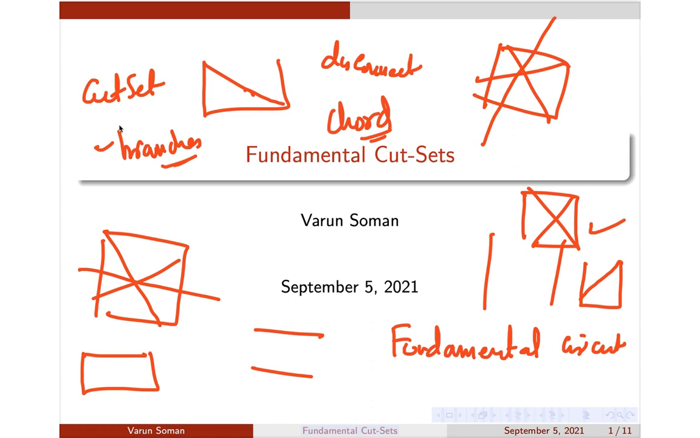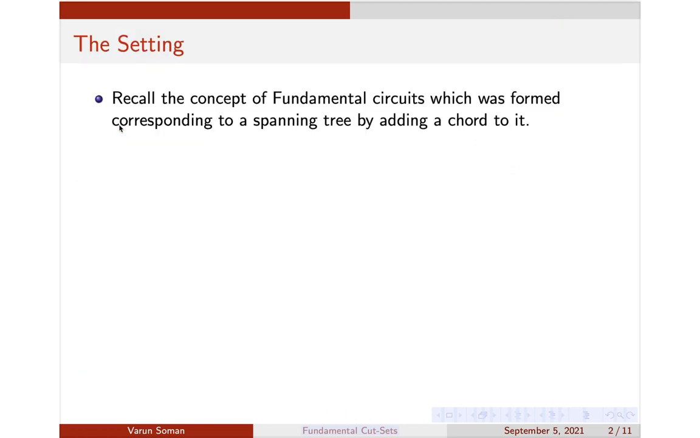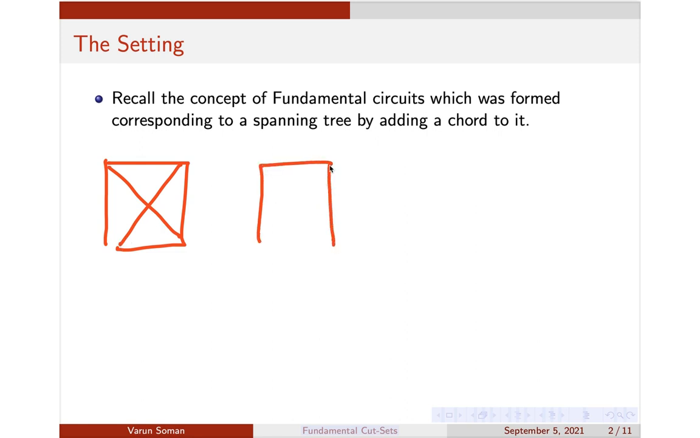Similarly, you will have a concept of fundamental cut set. As I told you, suppose your graph is like this, and I'm taking a spanning tree like this. If I add one chord here, this is the chord. The circuit obtained by adding exactly one chord to the spanning tree is called the fundamental circuit.